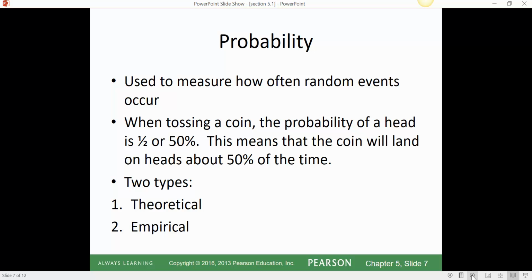We do have 2 types of probability, as I mentioned before. We have theoretical and empirical. And you can also note, if you read other texts, a lot of mathematicians will write experimental probability instead of empirical. Either way.